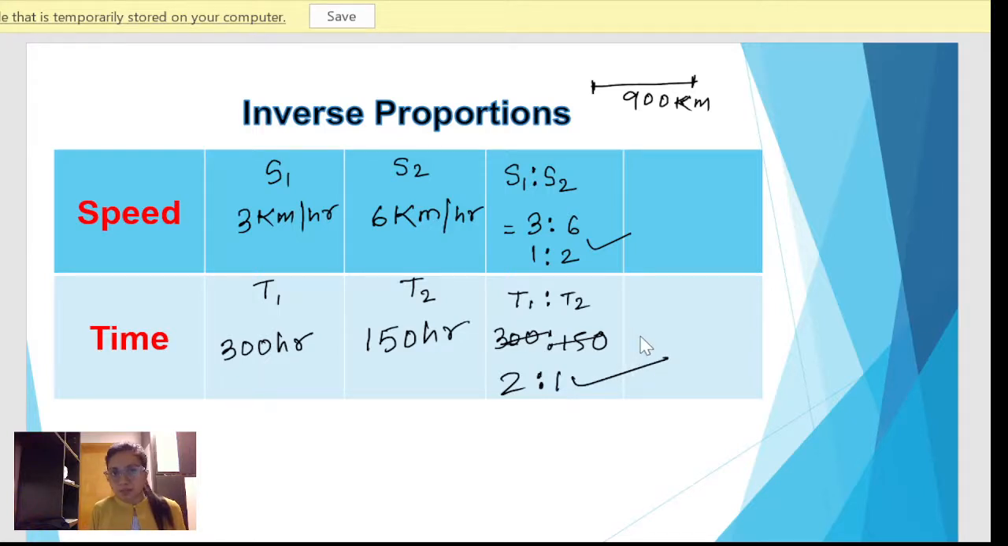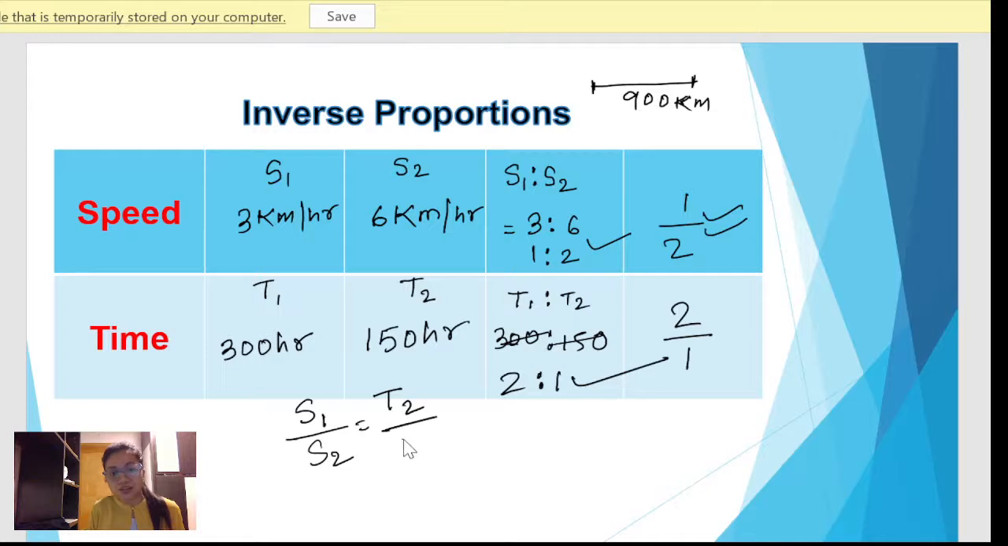So is it the same? No. Both the ratios are not the same in this case. Here we are getting the reciprocal. Reciprocal of 1/2 is 2/1, and that's what we are getting here. So we can represent it as S1 by S2 is equal to T2 by T1, for the inverse proportion case. The same thing we'll use in our problem.